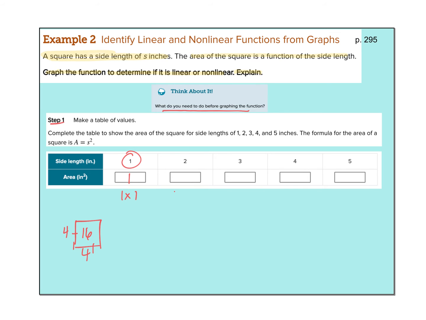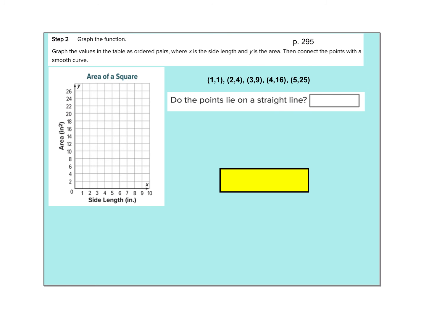A square with a side length of 2 would be 2 times 2, which would give me an area of 4. 3 times 3 is 9. 4 times 4 is 16. 5 times 5 is 25. All right, so that would be my table of points. All right, next it says, well, let's actually graph it.